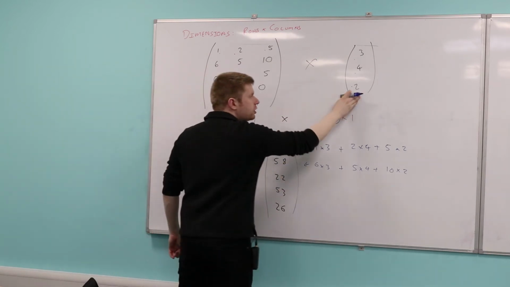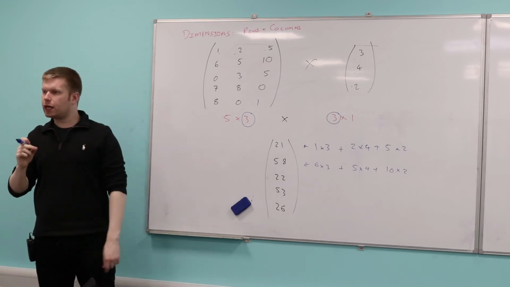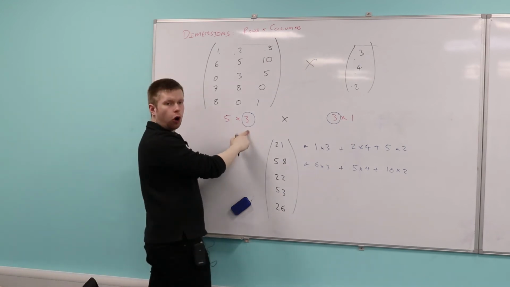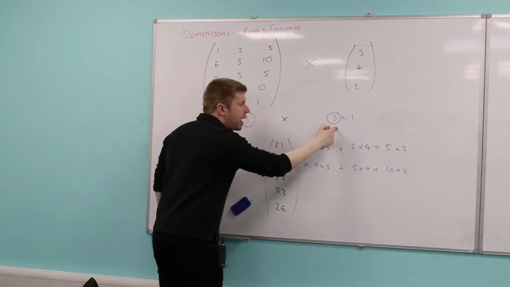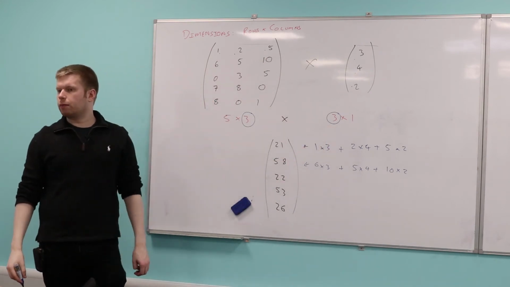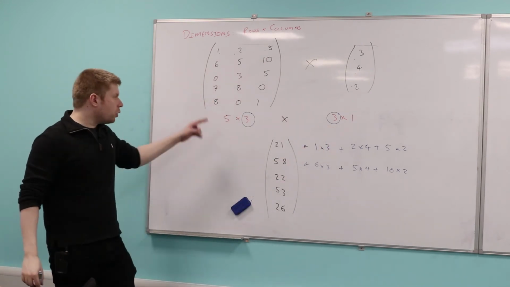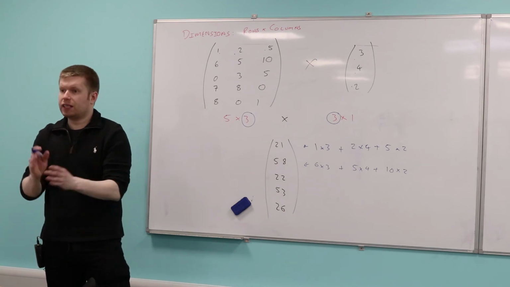Okay, so you have to make sure, if matrix multiplication is valid, that the columns of the first matrix have to match with the number of rows of the second matrix. Okay, if they don't match, you can't do the multiplication, because it doesn't make sense otherwise.